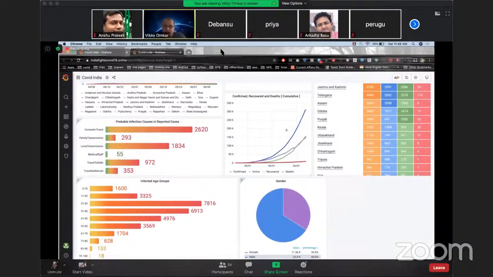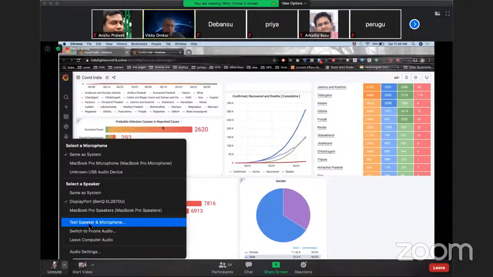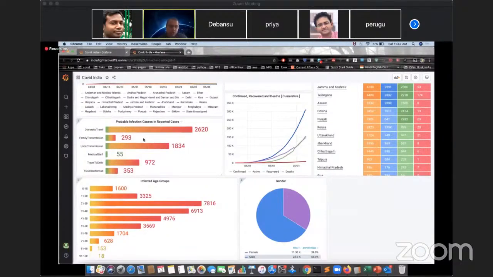This one you can see is for the reported causes of infection. These are not for all the cases, because for most of the cases the cause is not mentioned. So what we did is we wrote some automation code in the backend, which will go through the raw data and pull out the details.